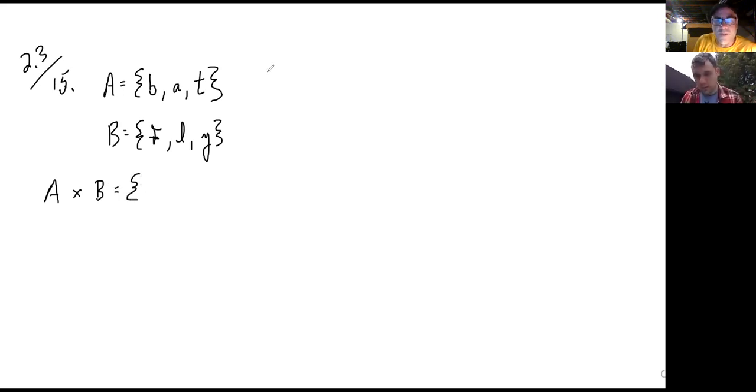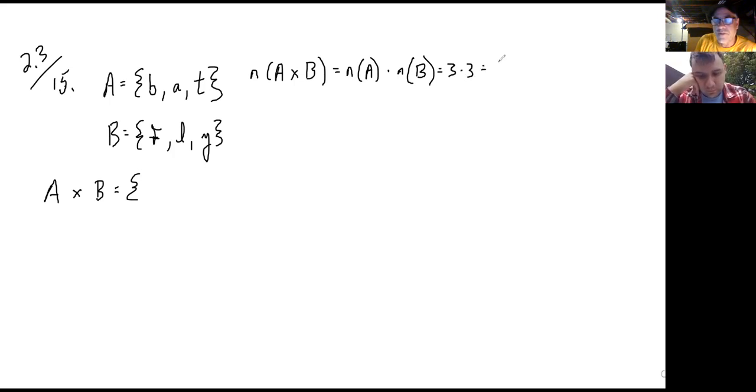Now, before we start, an element of a cross product is an ordered pair. And before I even start the problem, I'll know how many ordered pairs I should come up with. The cardinality of a cross product is equal to the product of the cardinalities. That is, how many ever elements there are in A times how many ever elements there are in B. So in this case, that would be 3 times 3. So I know I have to have 9 ordered pairs.